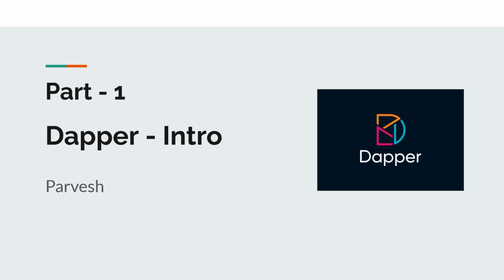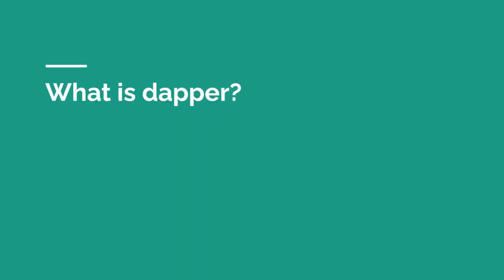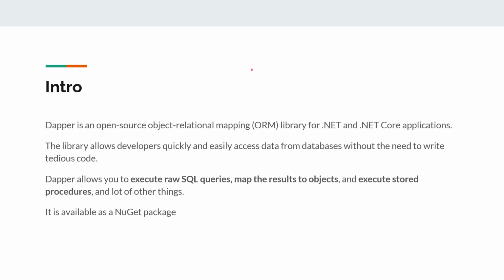In this video series, we are going to learn about Dapper. So let's start and first understand what is Dapper. Dapper is an open source object relation mapping library. We call it ORM library also, and it is basically used to map the C# objects to database objects.